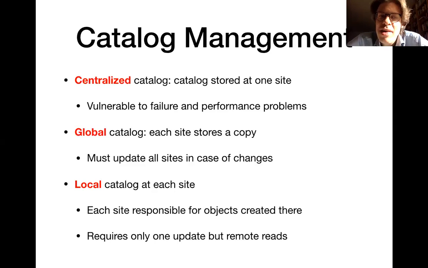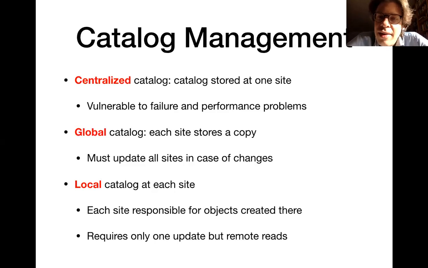Another possibility would be that each site stores a copy of some global catalog. By global catalog, I mean a catalog which contains the location and properties of all data stored in the entire system. So instead of one site, now every site stores a complete copy of the catalog. And of course, that resolves somewhat the problems from before, because now if one site goes down, it doesn't mean that the other sites don't know where to find data anymore, because each site has its own copy of the catalog.